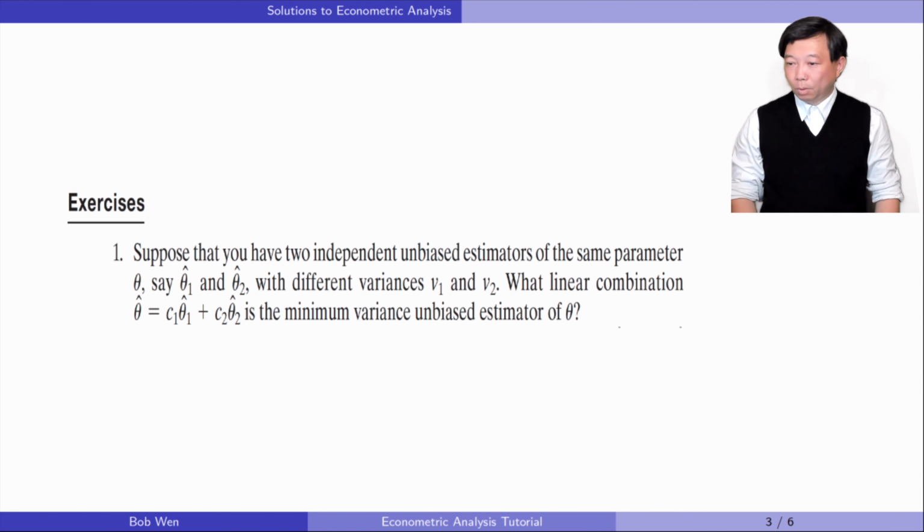Here is exercise 1. Suppose that we have two independent, unbiased estimators of the same parameter, theta, say theta1 hat and theta2 hat, with different variances v1 and v2. What linear combination is the minimum variance unbiased estimator of theta?